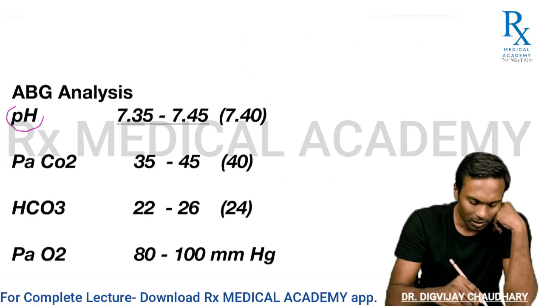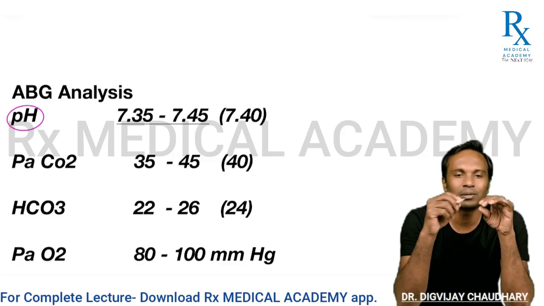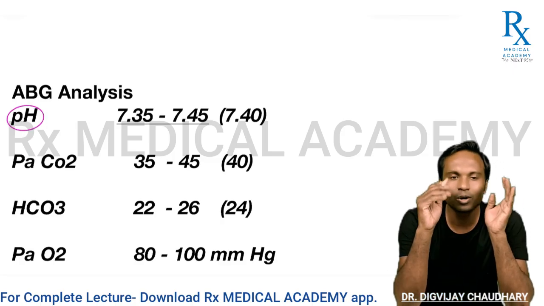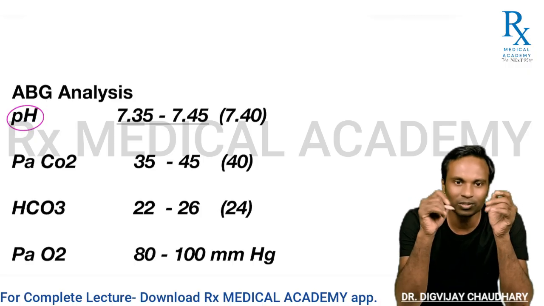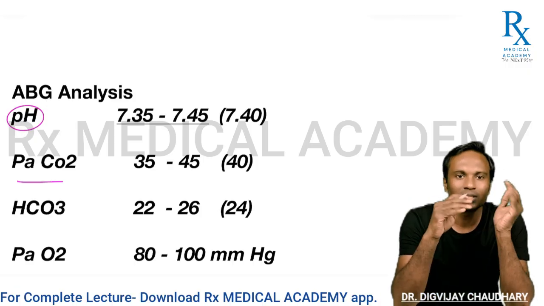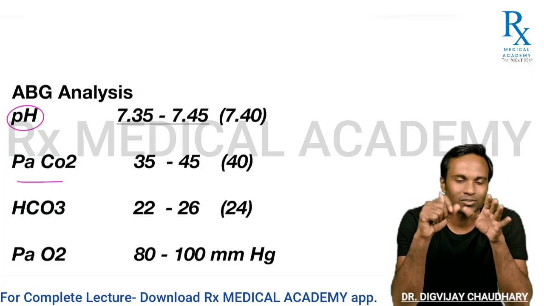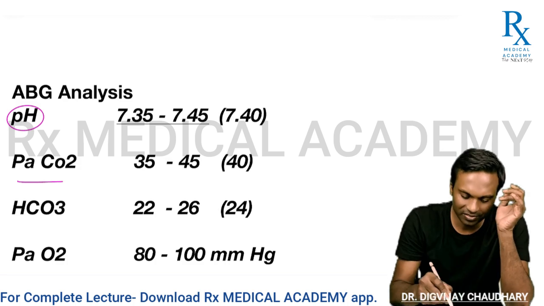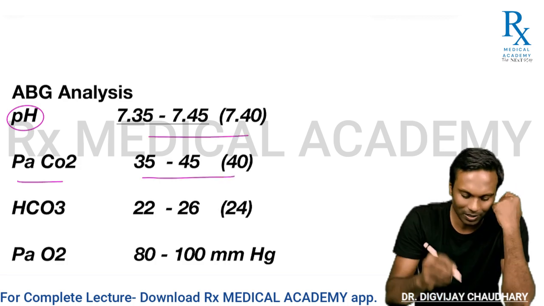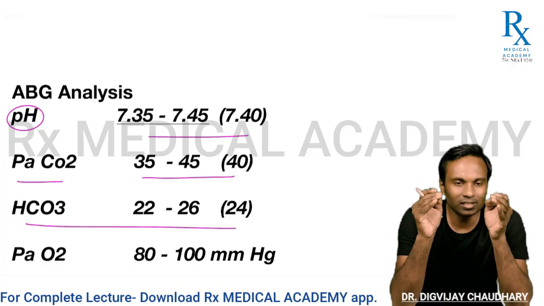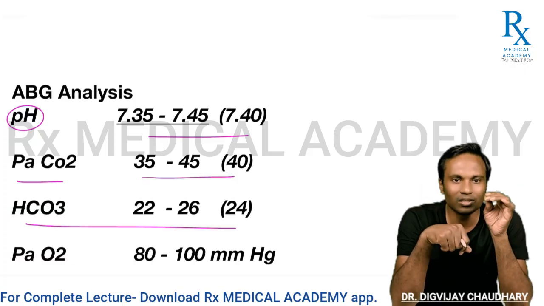ABG analysis. pH, what is the normal range? 7.35 to 7.45. And what is the average value or mean value or a strict normal value? That is 7.40. PaCO₂, 35 to 45 millimeters of mercury. Average value, mean value or strict normal value is 40. So everything has to be remembered. This is very easy. Bicarb is 22 to 26. What is the mean value? It is 24.